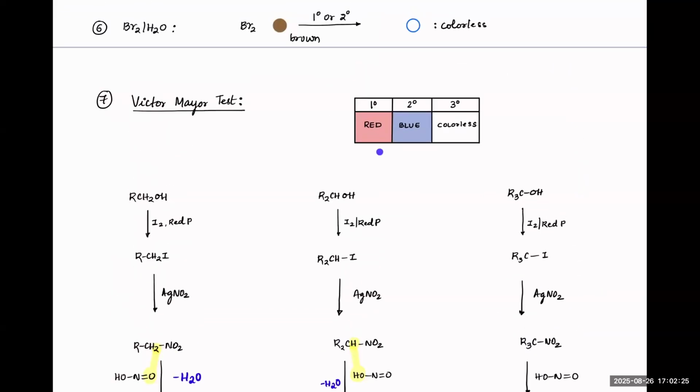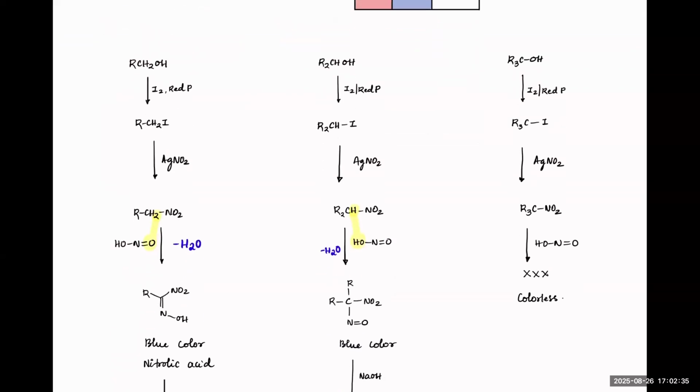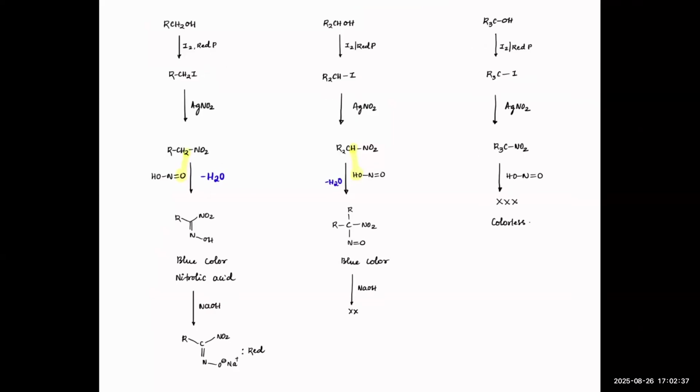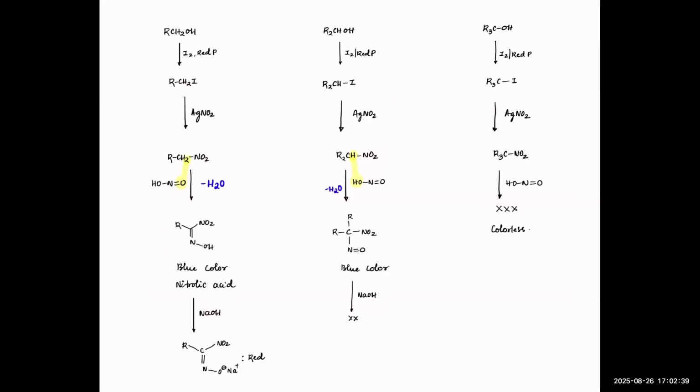So remember it as red, blue, colorless, which is 1 degree, 2 degree, and 3 degree. Clear? Go through it for a minute, then we can go ahead.